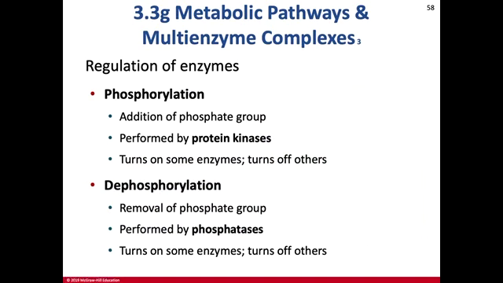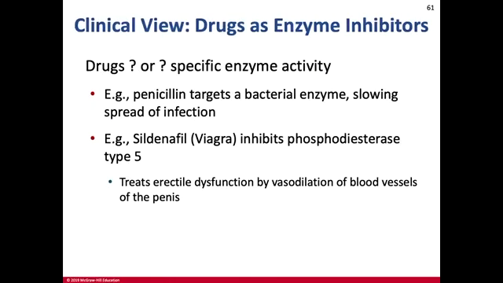Enzymes can be regulated by phosphorylating them. The phosphorylation can either activate or inactivate them. The enzymes that phosphorylate other enzymes are called protein kinases. And then they can be dephosphorylated by phosphatases, which can turn on some enzymes and turn off other enzymes, okay?